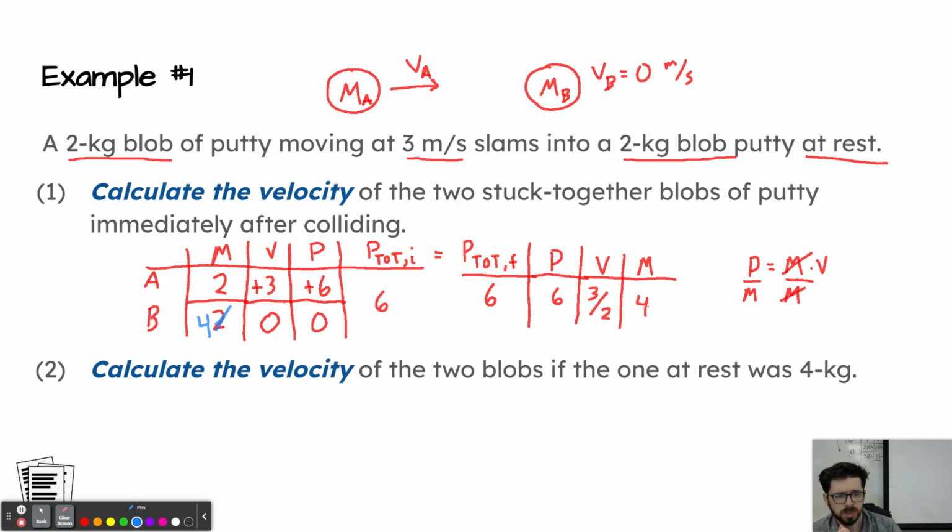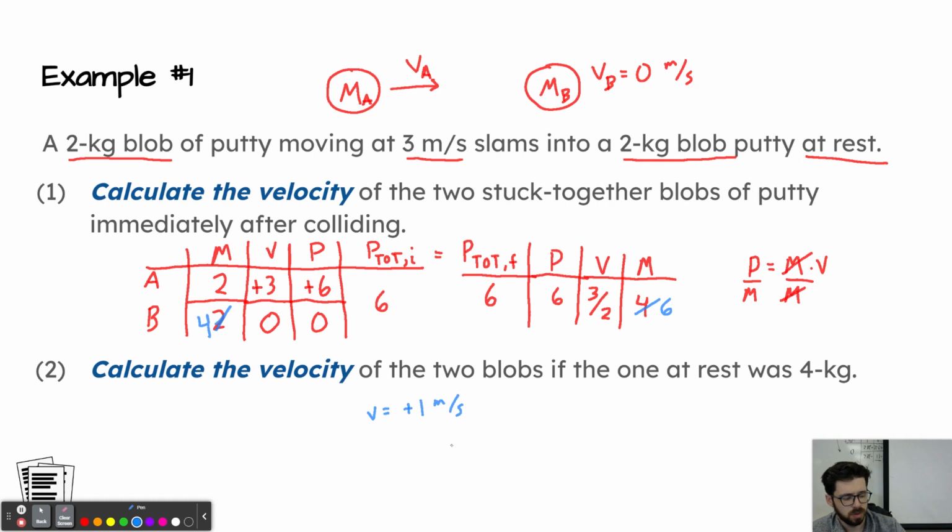Let's come over here. The only thing that changes would be the mass. So it'd be 2 plus 4, so it'd be 6 now. So let's go ahead and change that. Okay, and so if we do P divided by M, it would be 6 divided by 6, which is just equal to 1. So down here, we could say that the velocity is now equal to 1 meter per second. Okay, so hopefully that's pretty easy.